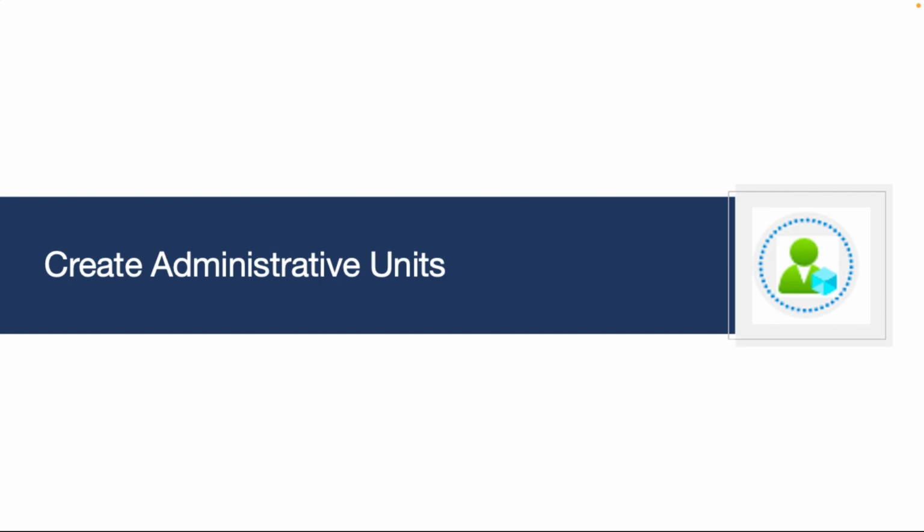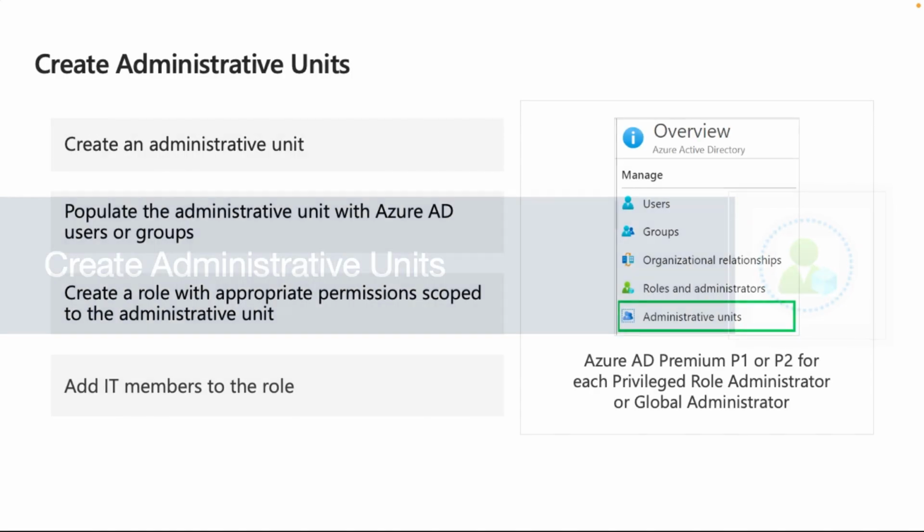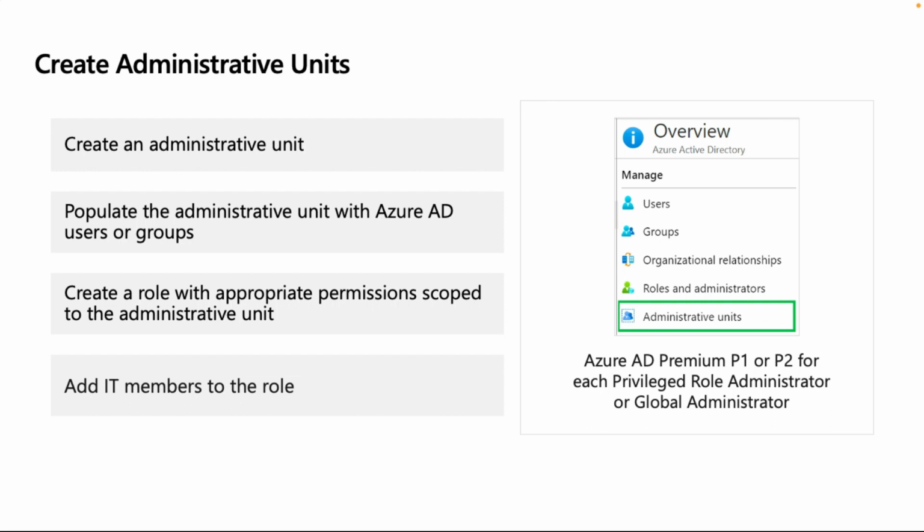This is part of the AZ-104 exam. So I will cover the topic below: create an administrative unit, populate that administrative unit with Azure AD users or groups, and create a role with appropriate permissions scoped to the administrative unit and add members like this. So what is an administrative unit, and what are the prerequisites for it?